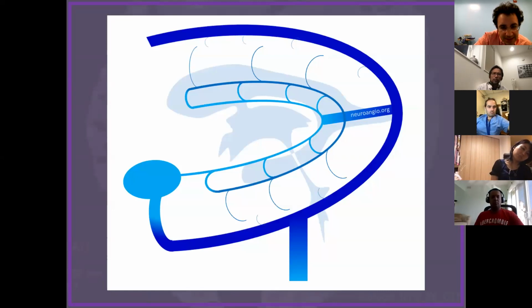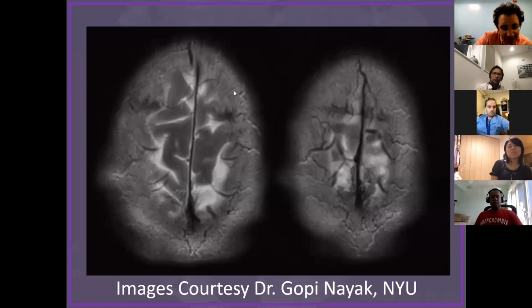And so, yeah, basically that's the idea. Now, here's another one, an interesting image, the idea of a broader shift. This is also from Gopi, an amazing slide. You see this picture, it's an incidental finding. This person has a hypoplastic superior sagittal sinus.